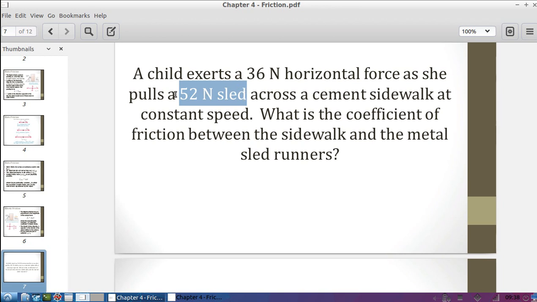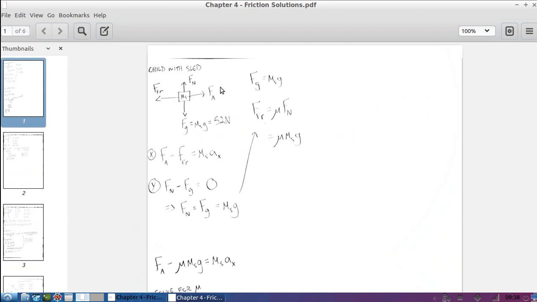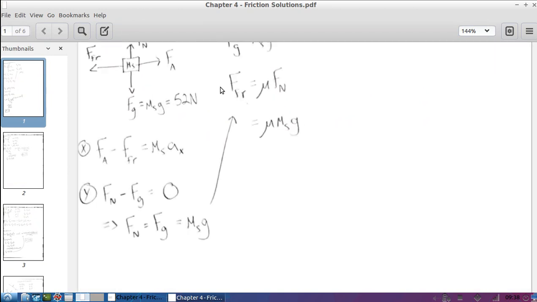So I already know the gravitational force. I don't have to multiply this by g or anything like that. So I've got the weight force, cement sidewalk, so that tells me that there's definitely going to be friction. So we're looking for the coefficient of friction between the sidewalk and the metal runners. So the child is exerting a horizontal force. So there's an applied force, a frictional force, a weight force, and a normal force because the sled is on the surface.